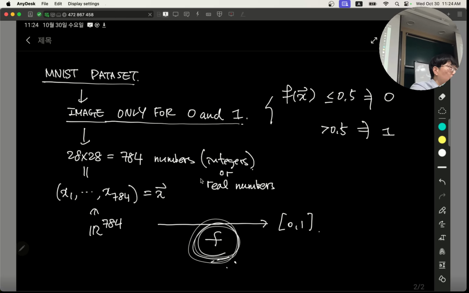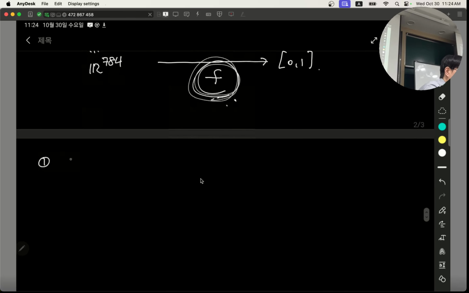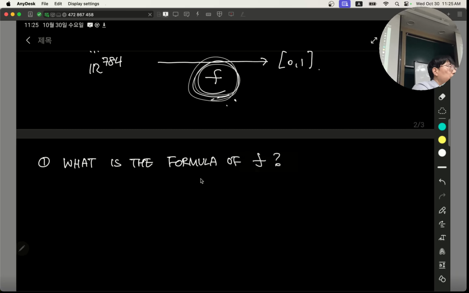So there are two questions. What is the shape, what is the formula of this function? And the second question is, how can we optimize this function? So first question, what is the formula of f? There are no answers to this in principle. Whatever works is the answer.